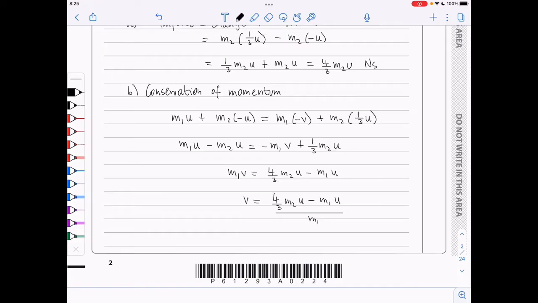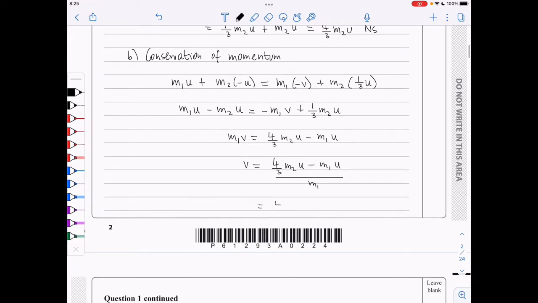This can be further simplified into 4/3 m2 minus m1, factoring out the u over m1.